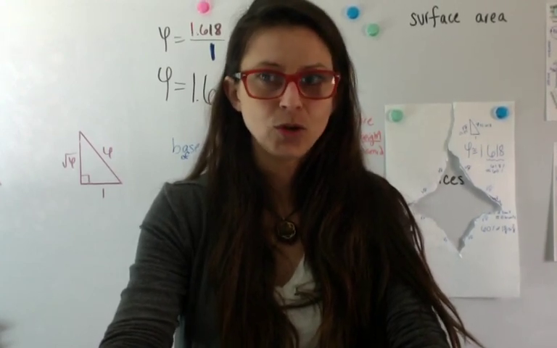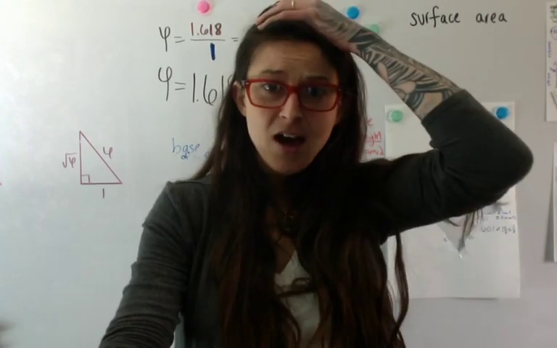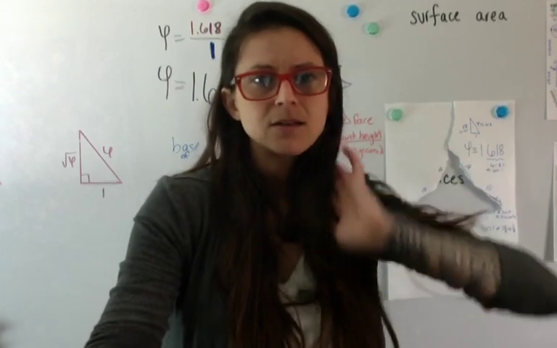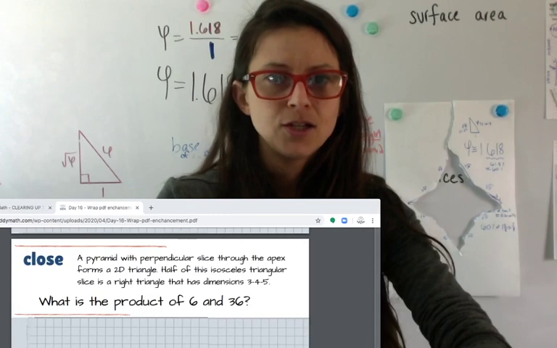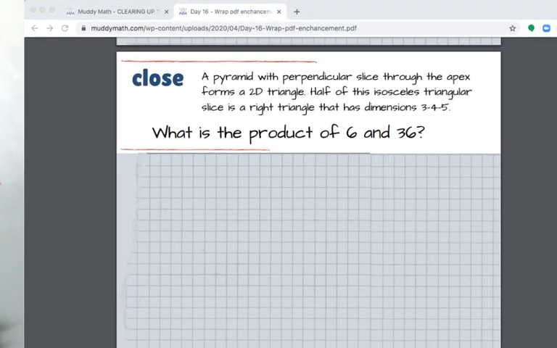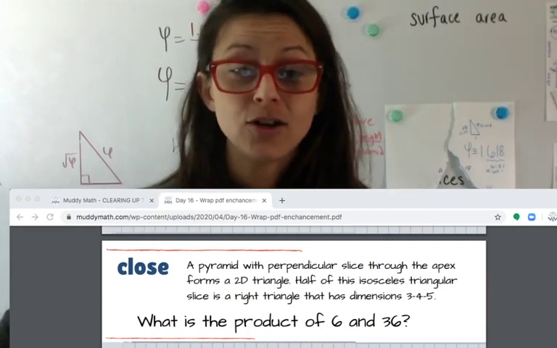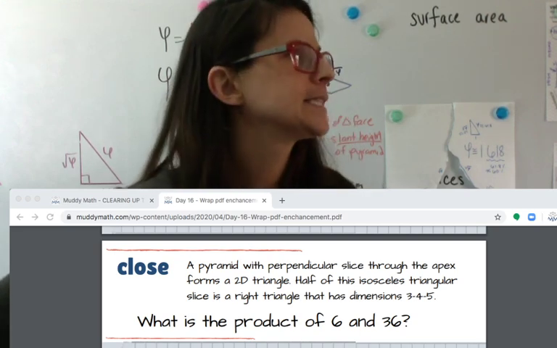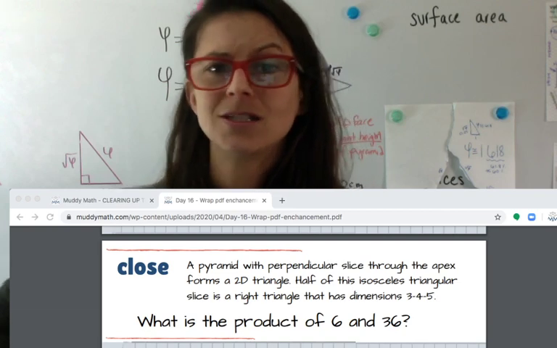And as a quick closure, if you're still interested in some math, sweat, some brain sweat, let's take a look at this closure activity, okay? So a pyramid with a perpendicular slice, blah, blah, blah. We don't have time for all of that. How would you do the product of 6 and 36?